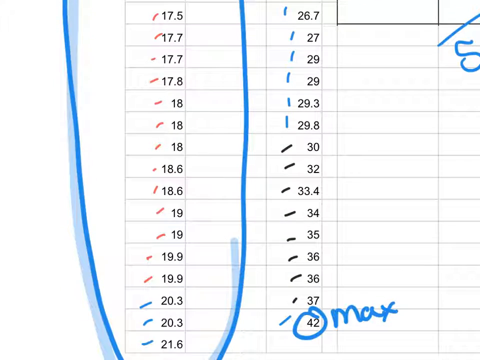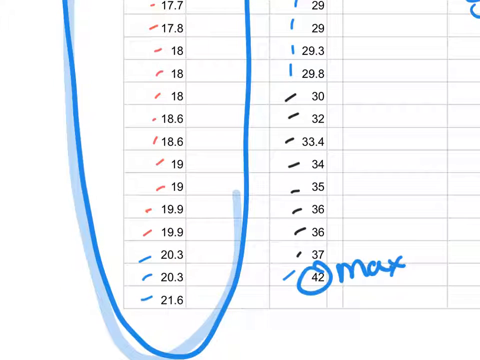And then our last couple here. The 18.6s will get rounded up to 19, so I have 9, 9, 9, 9. Our 19.9s will get rounded up to 20, so you'll have a 0 for the 20. And then the 20.3s will be rounded to 20 as well, so zeros. And then the 21.6 will get rounded up to 22.